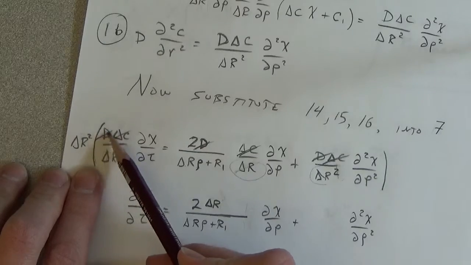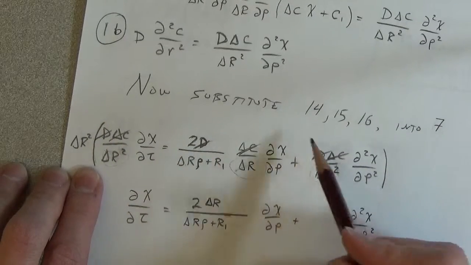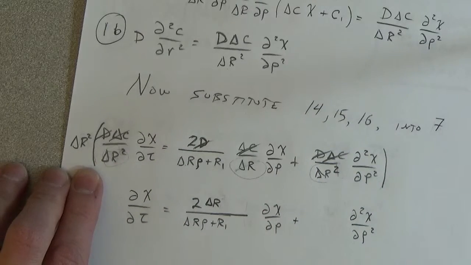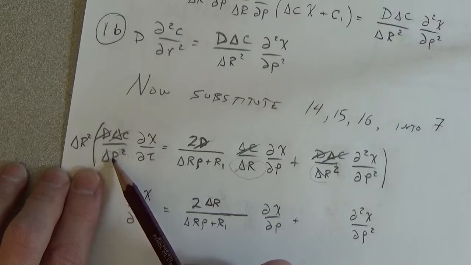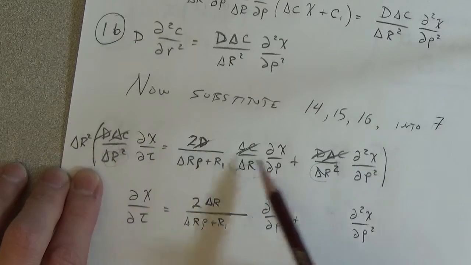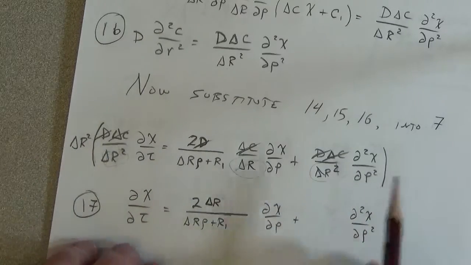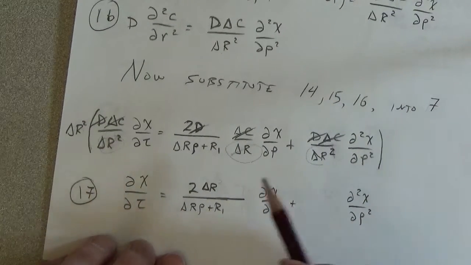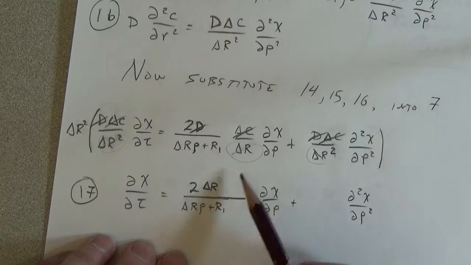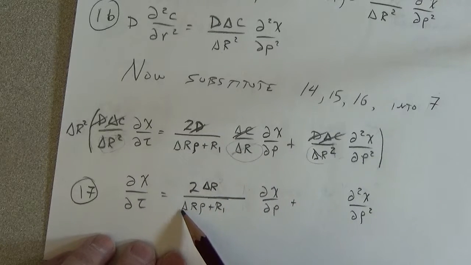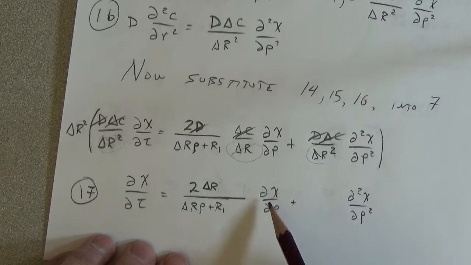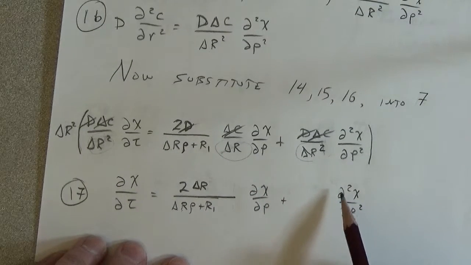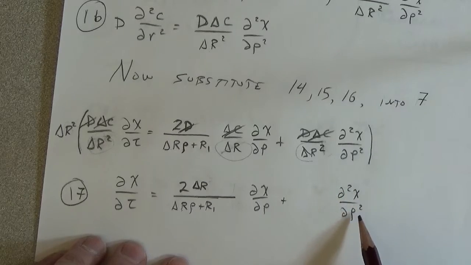The diffusion coefficient cancels, the delta c's cancel, and then we have a division by delta r squared, so we'll multiply across by delta r squared. That gives us d chi by d tau is equal to 2 delta r, because the delta r there divides out, over delta r rho plus r sub 1, times d chi by d rho, plus d squared chi by d rho squared.